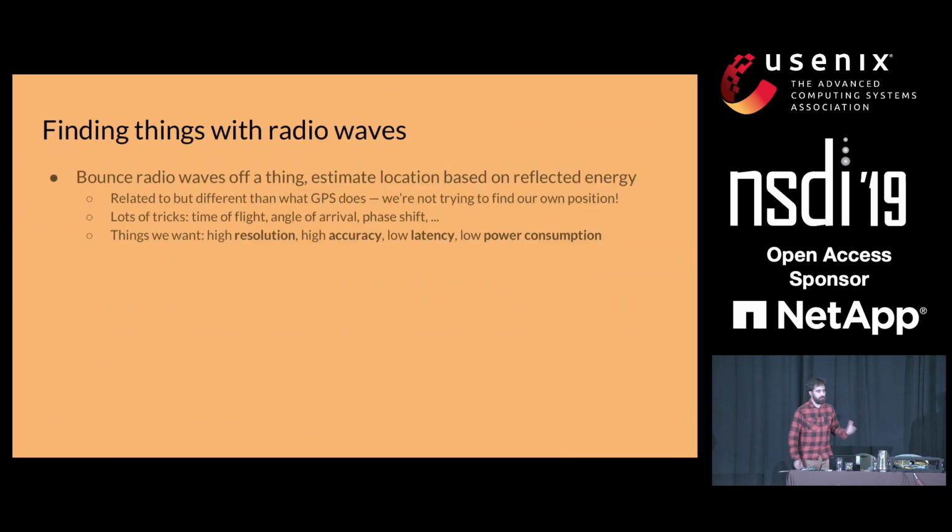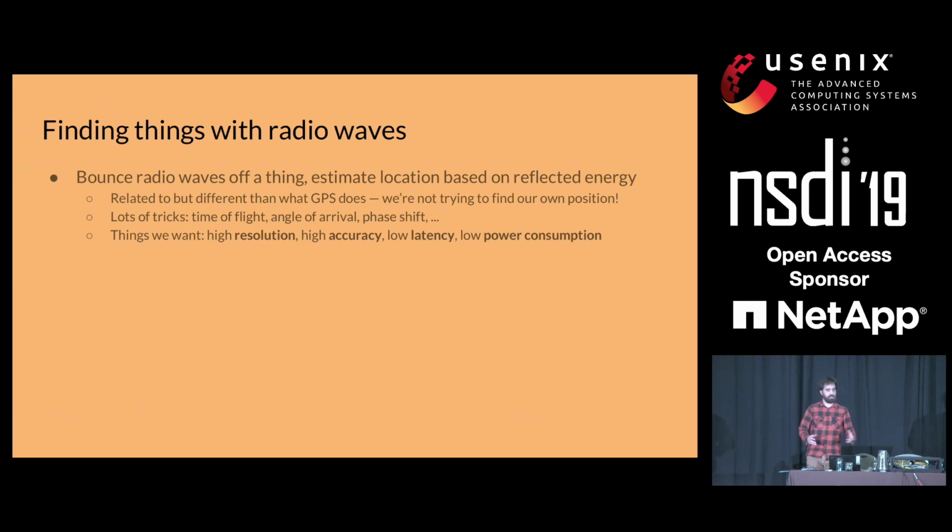And so let's talk about the first set of problems that two of the papers in this session address: finding things with radio waves. The basic idea here is we're going to bounce a radio wave off of a thing. We're going to estimate its location based on some of the reflected energy from this. This is different than what we do with GPS, right? We're not trying to find ourselves, we're trying to find objects within our environment.